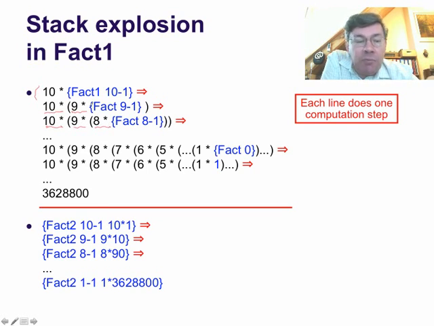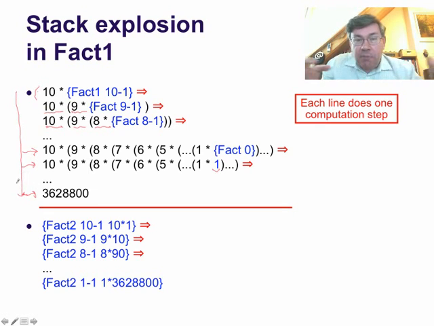The fact of 9 minus 1 becomes 8 times fact of 8 minus 1, and so on. Eventually we come up with an enormously long expression, 10 times 9 times 8, etc., times 1 times fact 0. And now we can actually complete. Fact 0 is 1, and then we have this very long multiplication, and the multiplication is done backwards, piece by piece, and eventually we come up with our answer. So notice that the expression during the execution first grows very big and then reduces in size again.